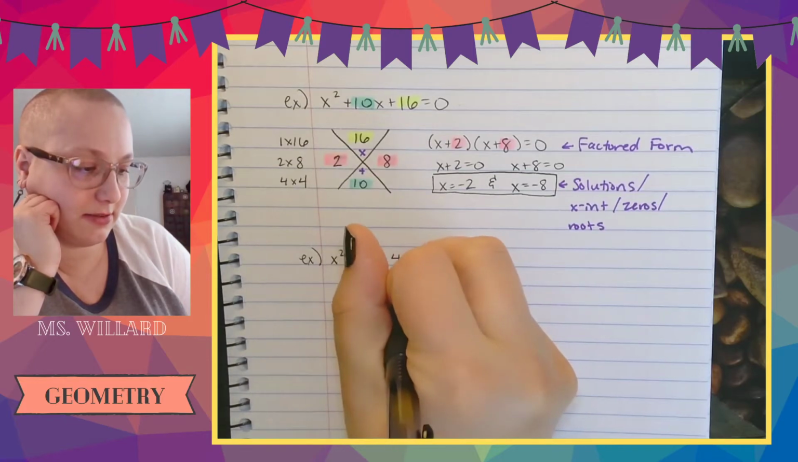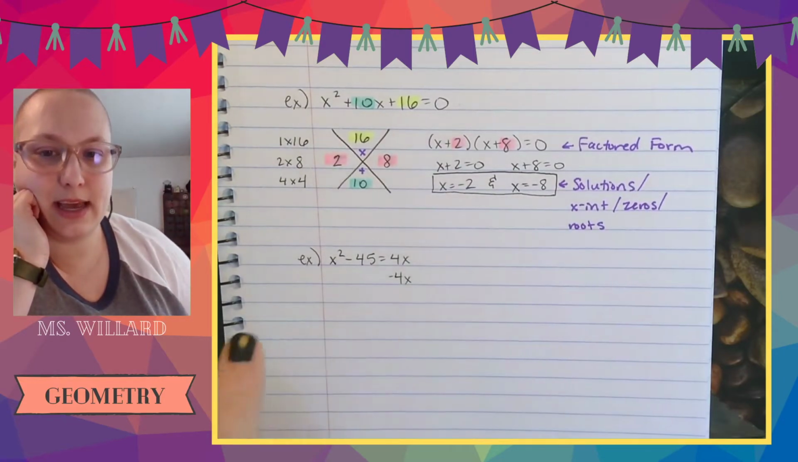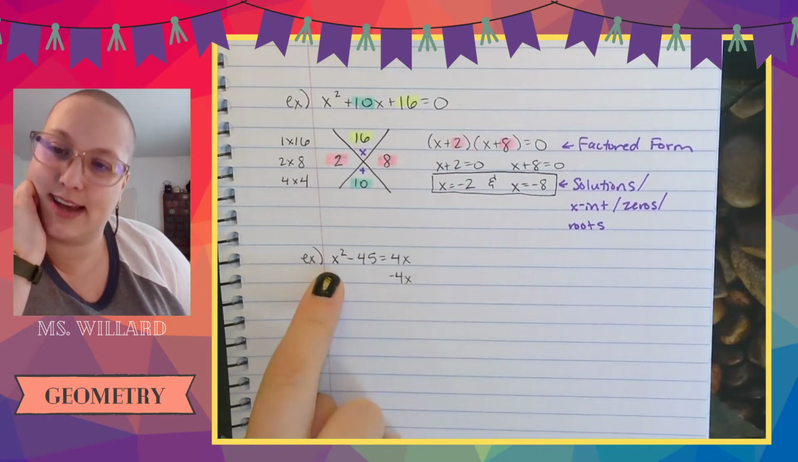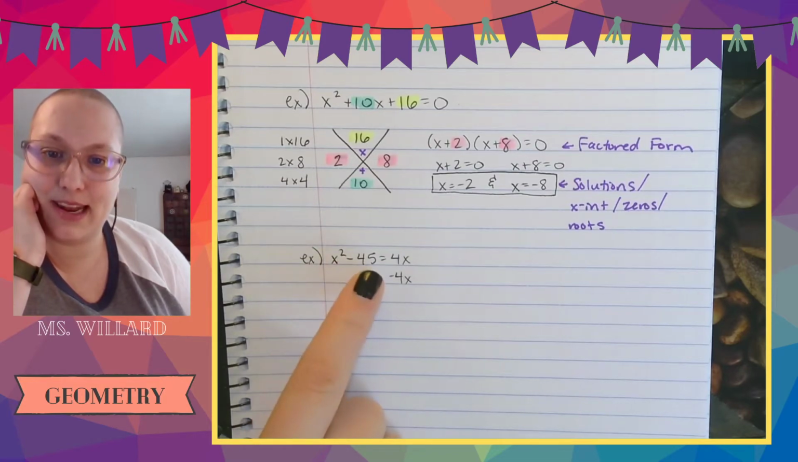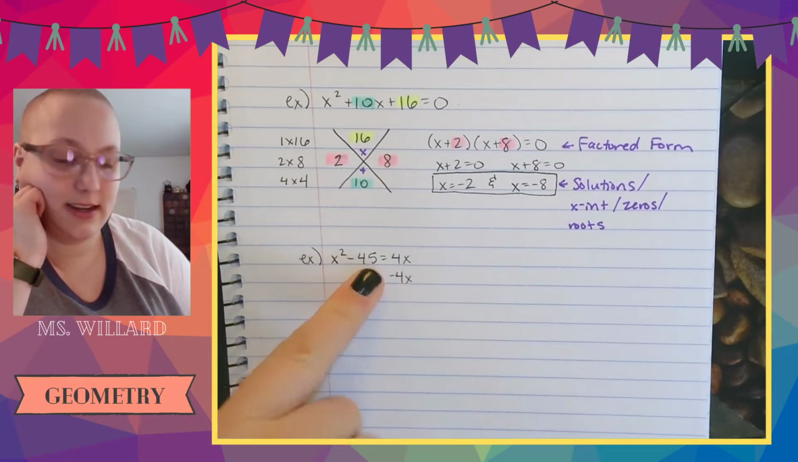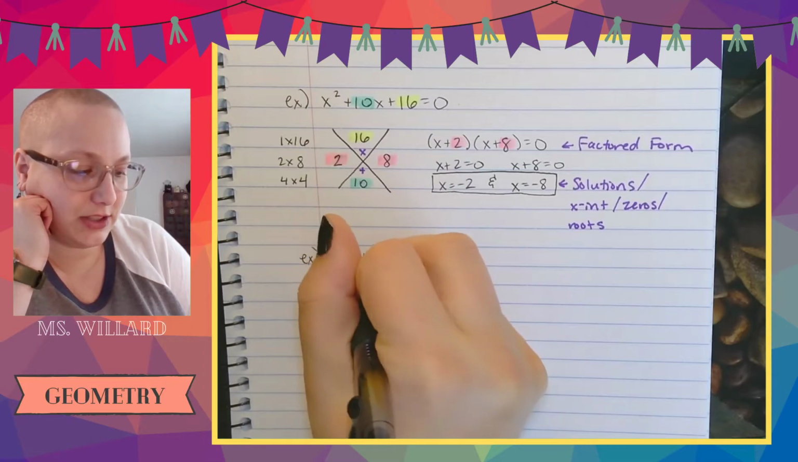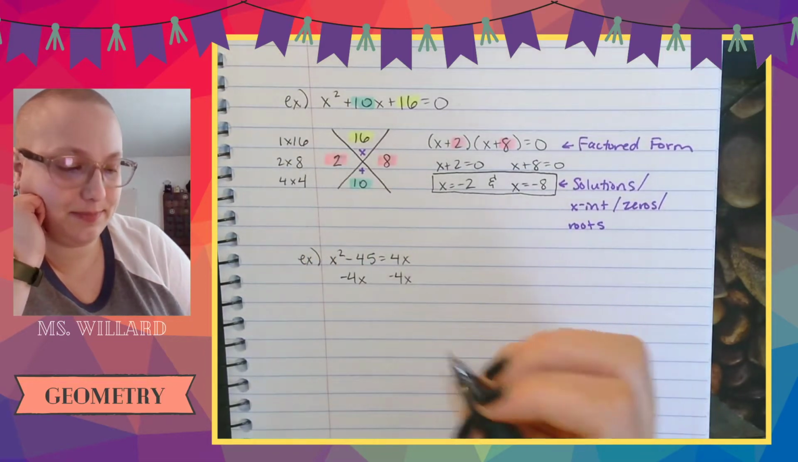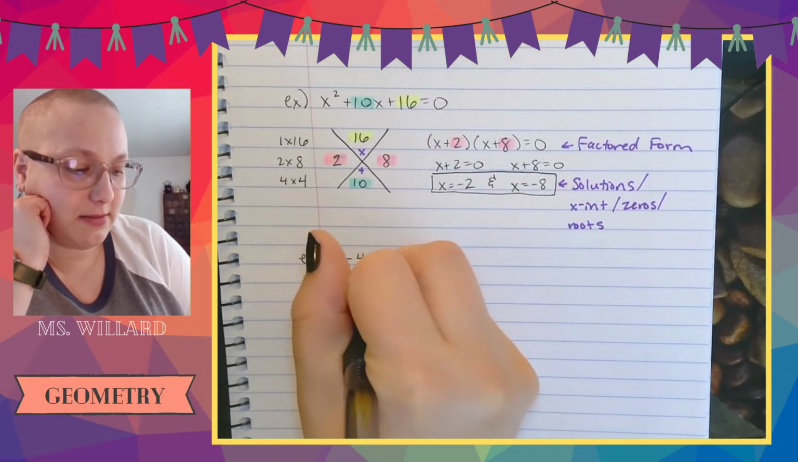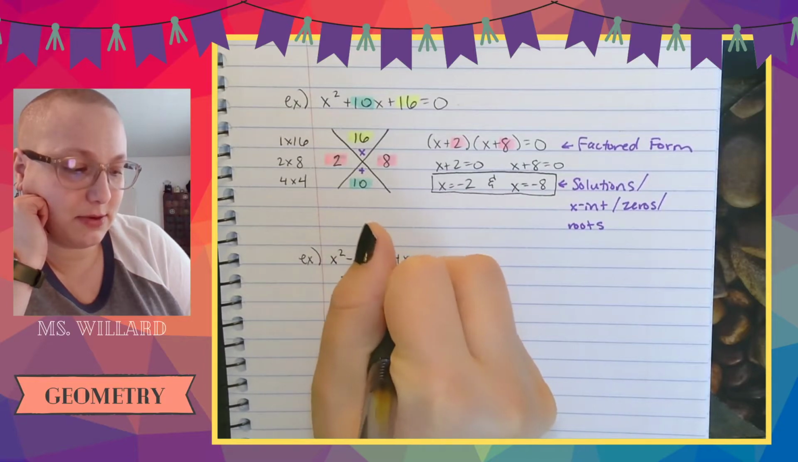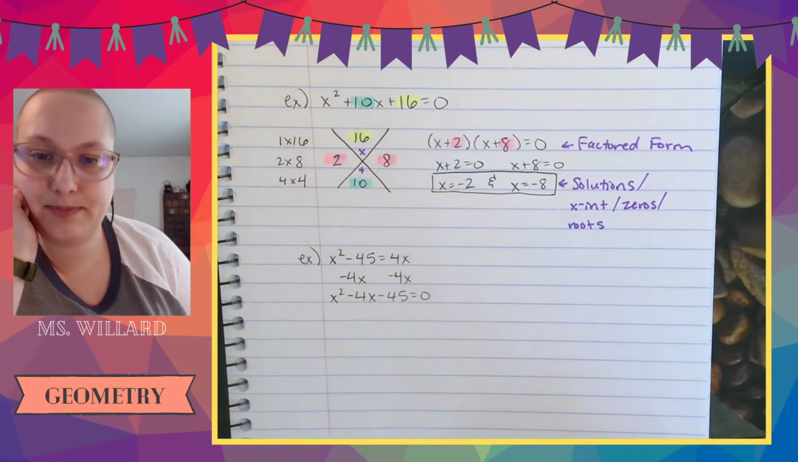So I'm going to subtract the 4x. Now, I can't put the 4x with this x squared because it's not the same thing. There's no x squared on it. And I can't put the 4x with this 45, but I really want it to be in the middle for it to look like standard form like the last one. So we're going to have x squared minus 4x minus 45 equals 0.